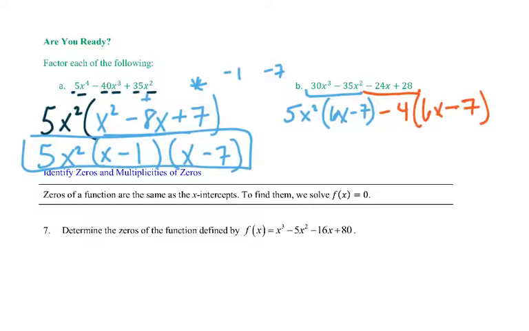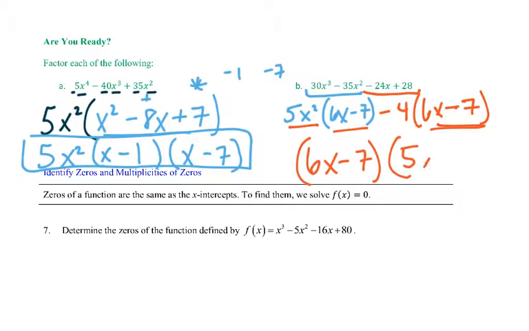And so now they share these two terms, so I can actually factor out the 6x minus 7, and what remains is 5x squared minus 4. And we've seen this process for factoring by grouping before in our quadratics section. So if you need some more practice or want to look at more examples of factoring by grouping, you can definitely go back and look at the videos from that previous lesson.